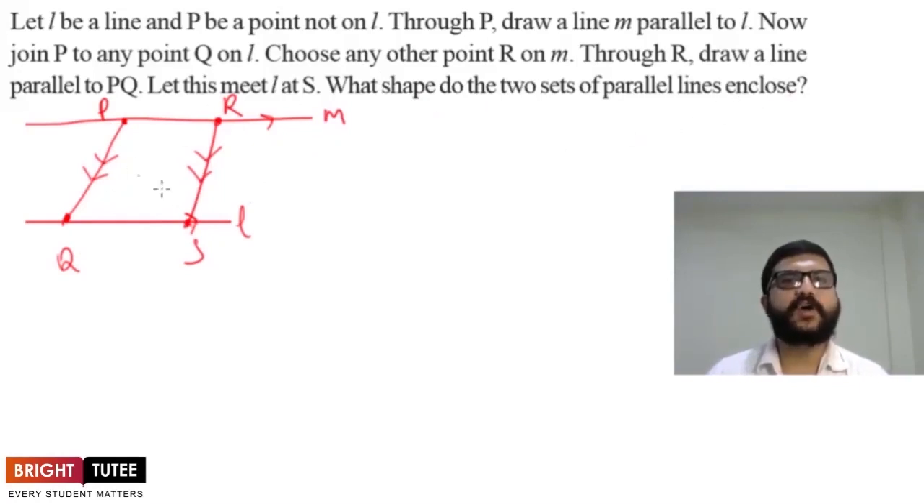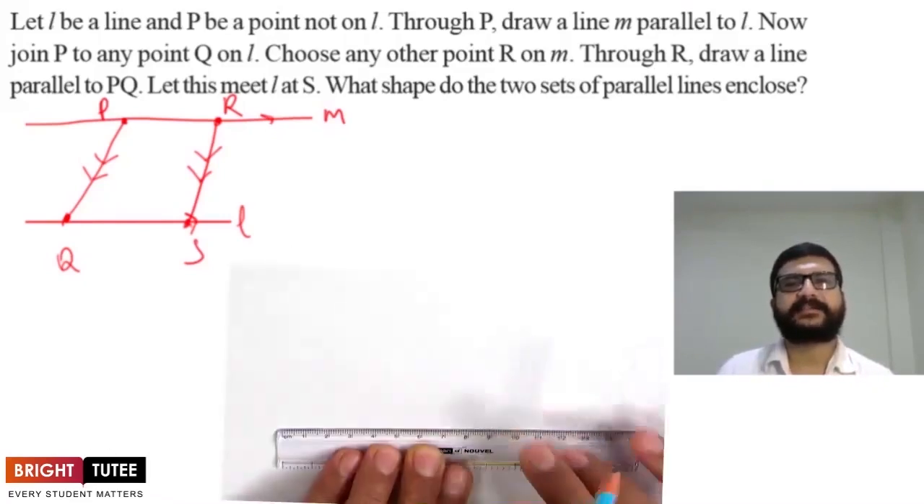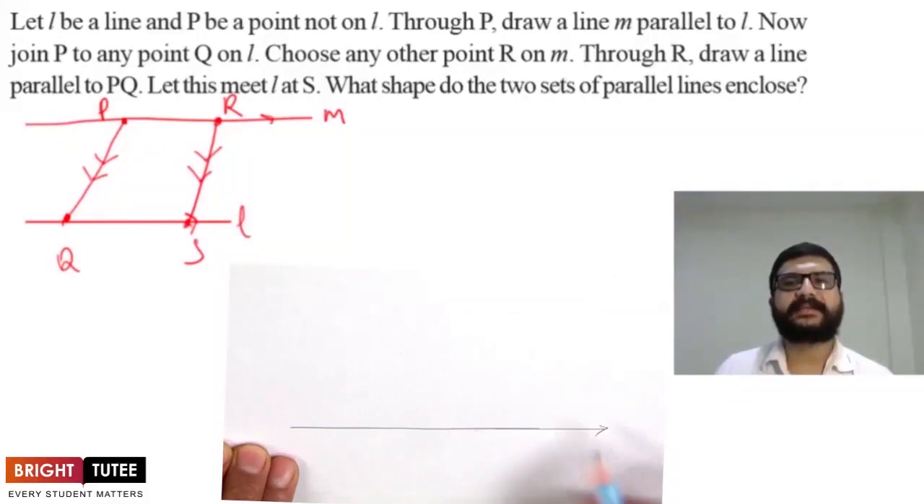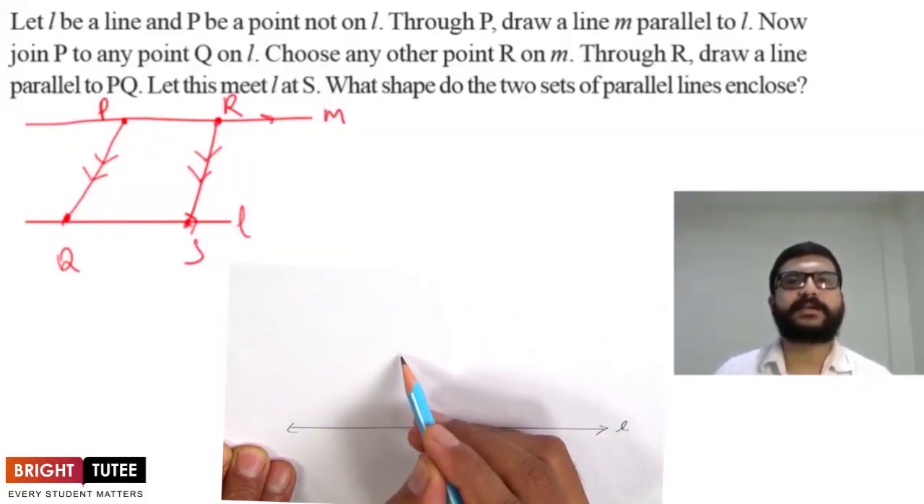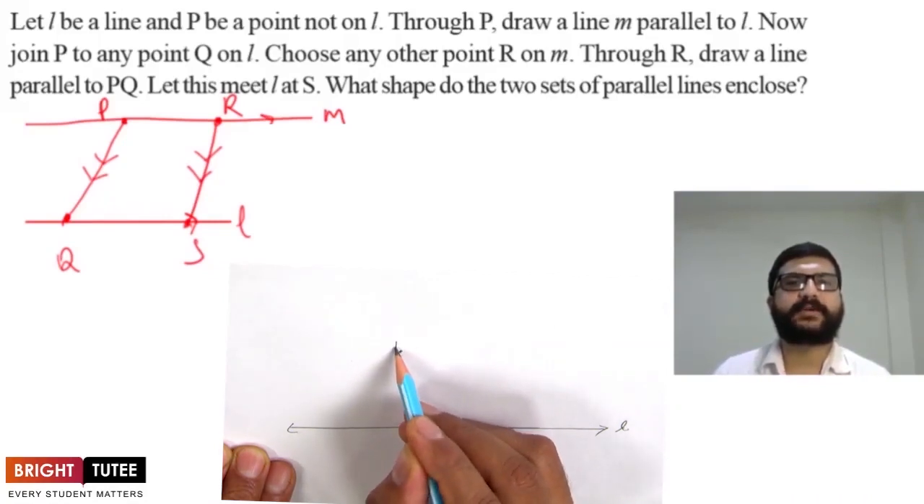Now the thing is how we can construct all these things. We already know how we can draw a line which is parallel to any given line passing through any point which is not lying on the line. So here we are starting with any line L. Let's say here is the line L, and somewhere outside the line we are having any point P. This is point P.